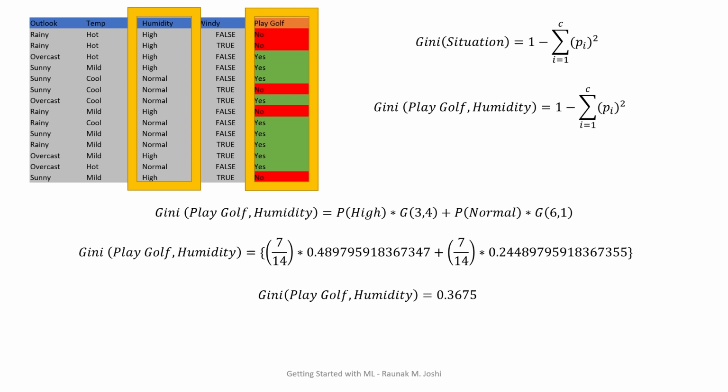So this humidity actually gives you the Gini index, which is 0.3675. I have calculated it manually. You can try it, and the calculator that I use is the Casio FX991ES Plus. You can use any calculator you want.